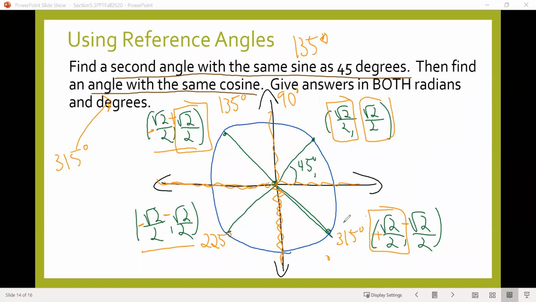Okay. And the last thing would be we're asked to give answers in both radians and degrees. And I'll leave it up to you to convert these or check my calculations on these, but I believe for 135 degrees we would end up with 3 pi over 4 as the radian measure. And for 315 degrees we end up with 7 pi over 4.